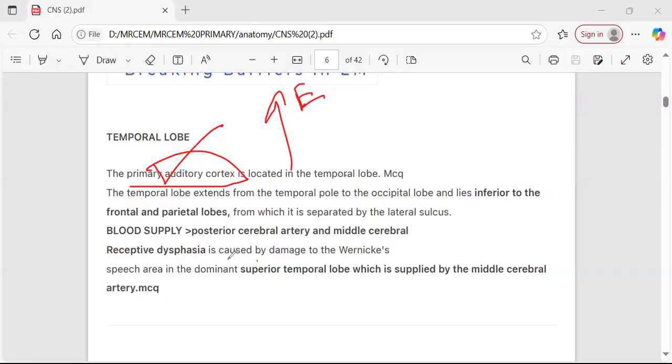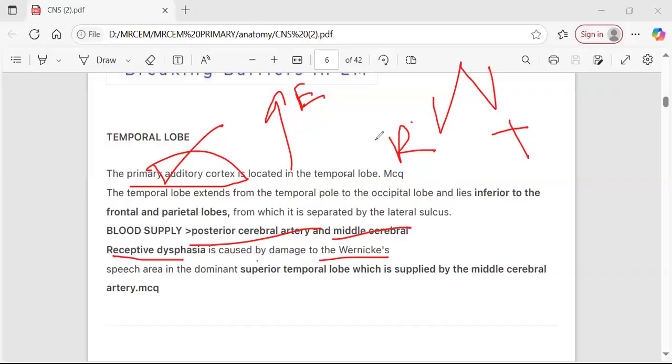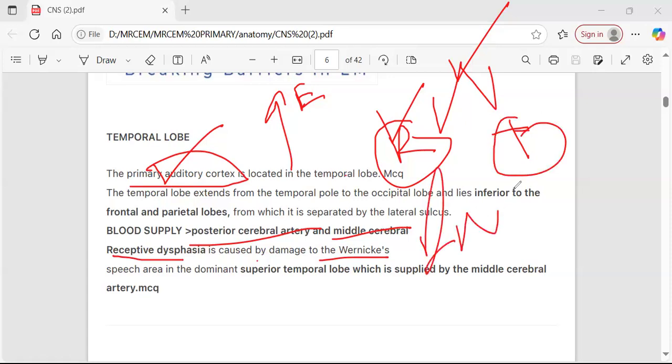We have discussed the blood supply, that is posterior cerebral artery and middle cerebral artery, and it causes receptive dysphasia caused by damage to Wernicke's area. So that's how you can remember RWT. R means receptive dysphasia, W means Wernicke's area that lies in the temporal lobe, and T means temporal. RWT.